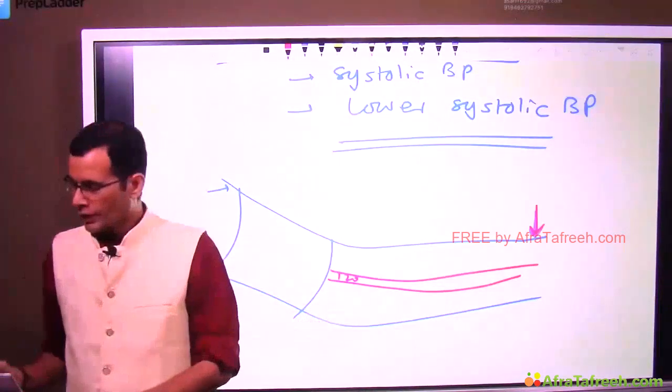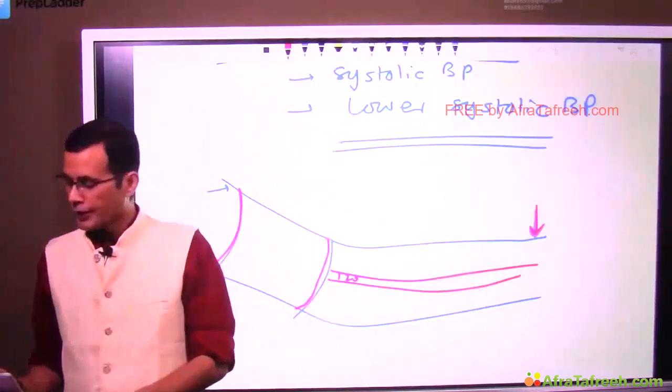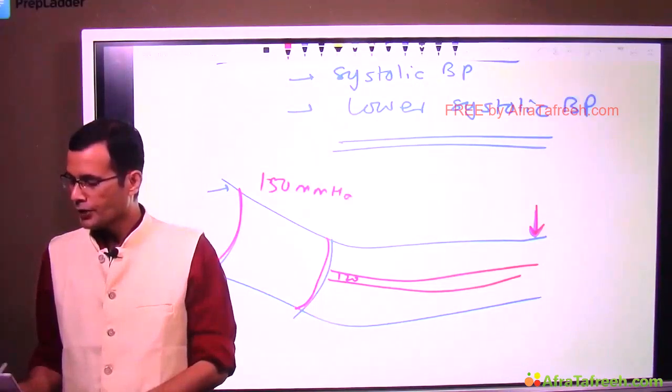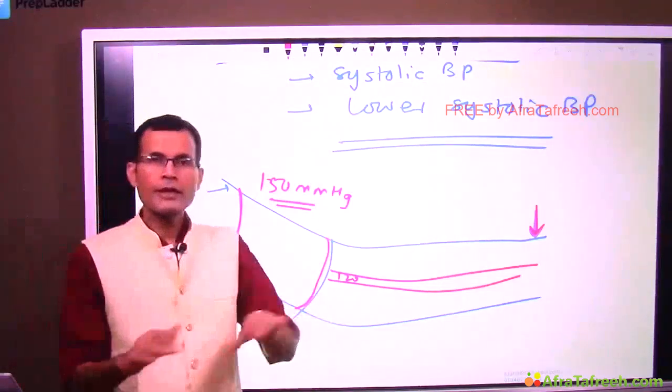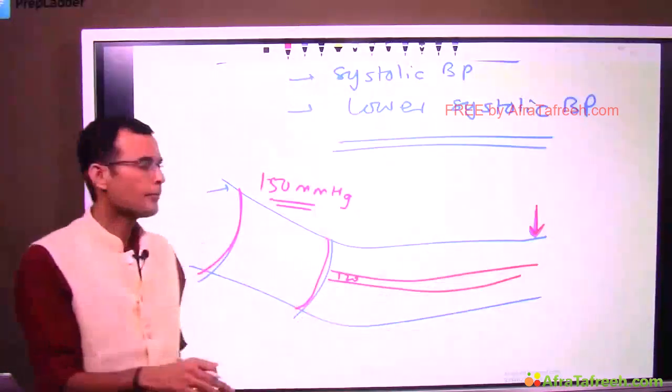Okay, we increase the cuff pressure, take it up to let's say 150 mm of Hg, and start lowering it. Right now the vessel is obliterated completely. You are not getting any pulse there.